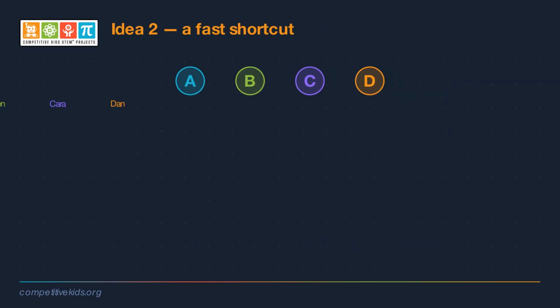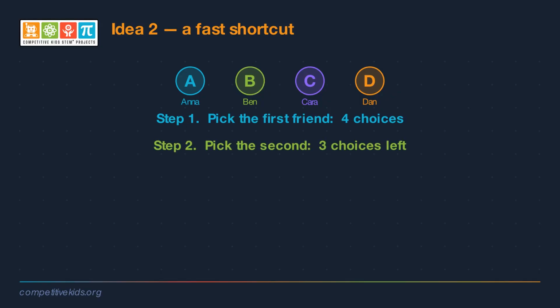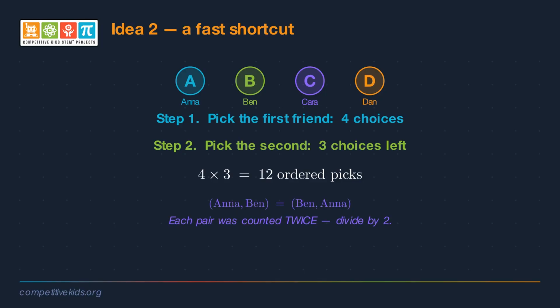Here is the faster way. Think of picking one friend at a time. First friend, 4 choices. Second friend, 3 choices left. So in total, 4 times 3 equals 12 picks. But hold on. Picking Anna, then Ben gives the same group as picking Ben, then Anna. We counted every group twice, so we divide by 2. 12 divided by 2 equals 6. The same 6 groups we listed before, but way faster.